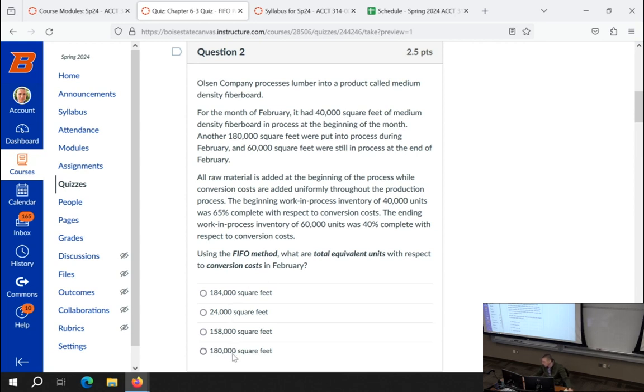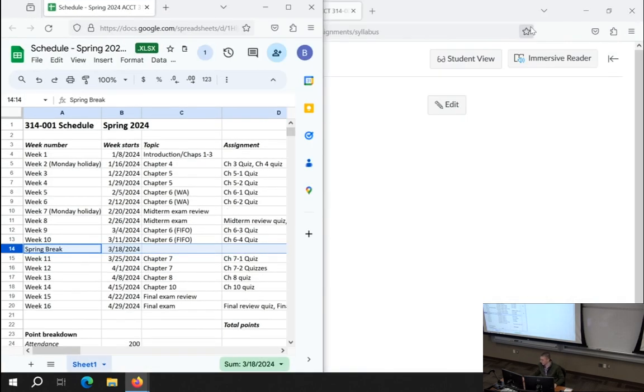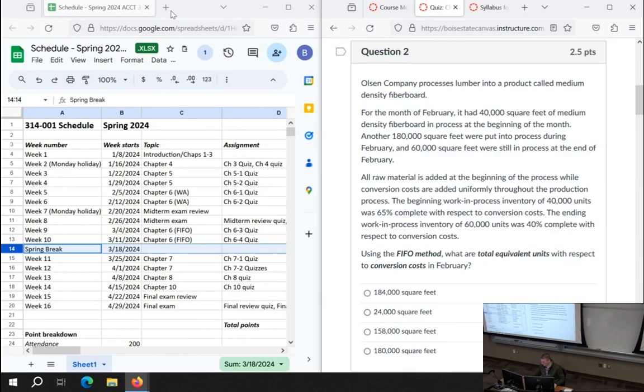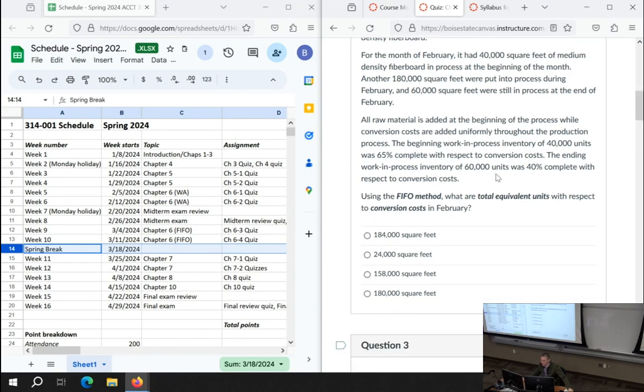And look, I'm not even teasing anybody on this one with the cannot be determined. We know for sure it can be determined from the information here. So let's set up screens. All right, so we know that we're going to get from the question stem here total equivalent units with respect to conversion costs for the month in question.